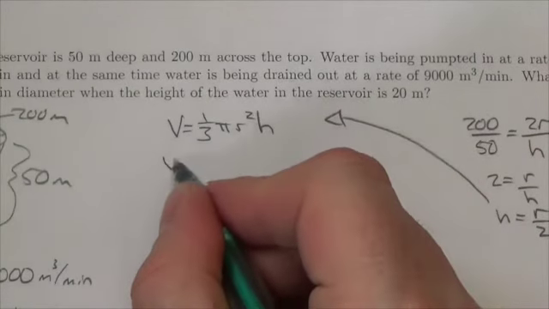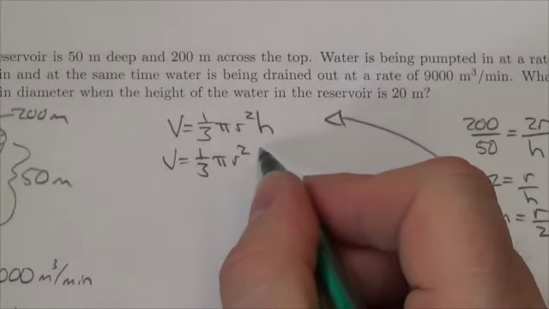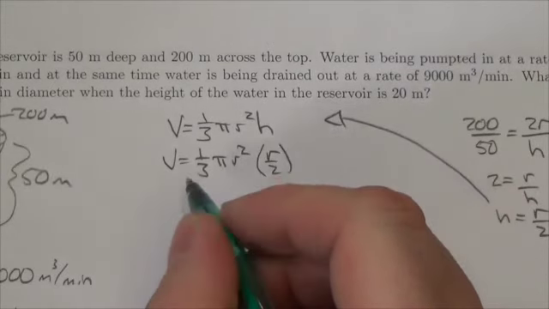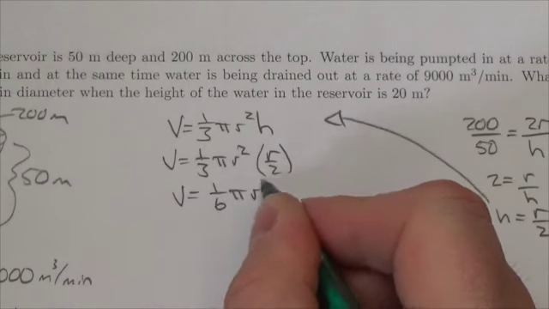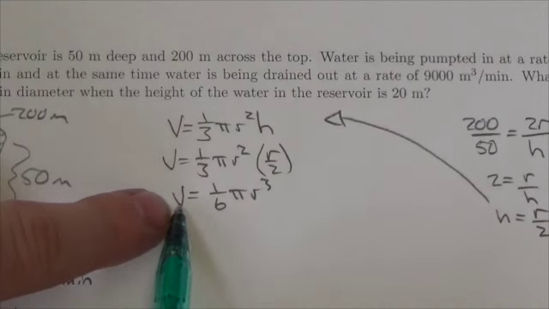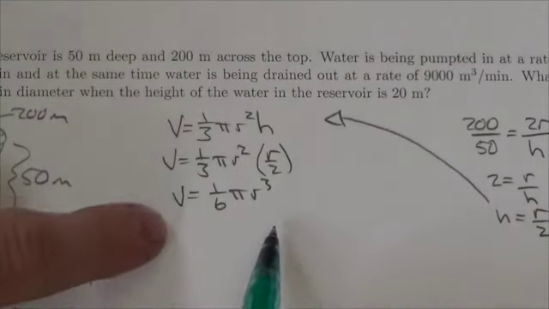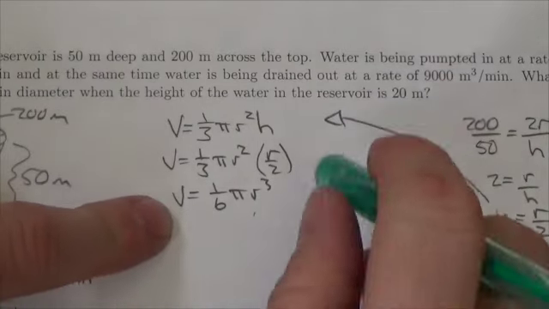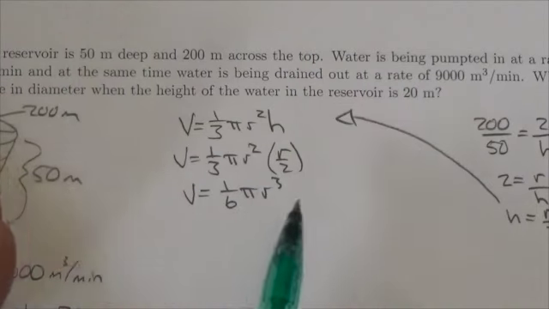This relationship feeds back into the volume equation. So I get volume equal to 1/3 pi r squared times r over 2, to get 1/6 pi r cubed. That's now the relationship between the volume of the water in the tank and the radius of the tank. These are both functions with respect to time. So I'm going to take the derivative.